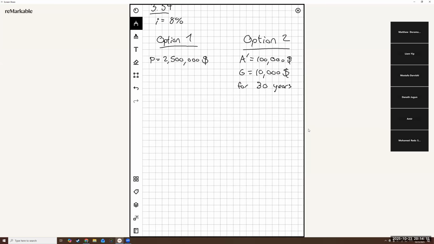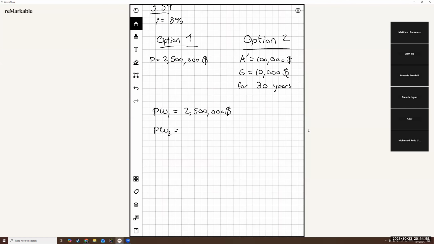We want to analyze them in a way where they're speaking the same language, right? In the same format. So since this one is already in a present value, let's keep it that way and let's just convert these into a present value, right? So the present worth of option 1, well, it's just 2.5 million instant dollars, right? And the present worth of option 2 will be whatever this conversion is into P value.